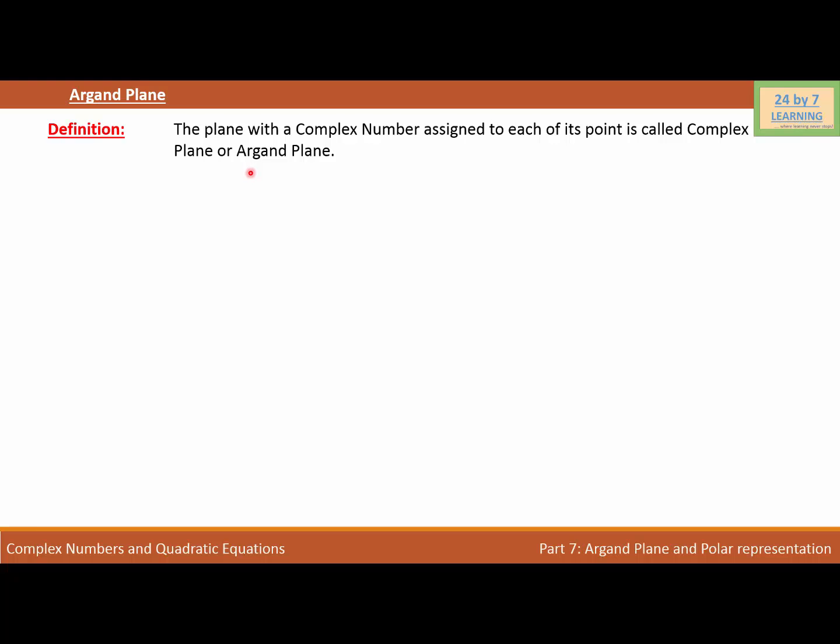In order to understand the Argand plane or the complex plane, I'm going to consider an example. Let us consider complex numbers such as z1 equals 3 plus 4i. What I'm doing over here is representing the complex number z1 in terms of an ordered pair, which is basically (3, 4).